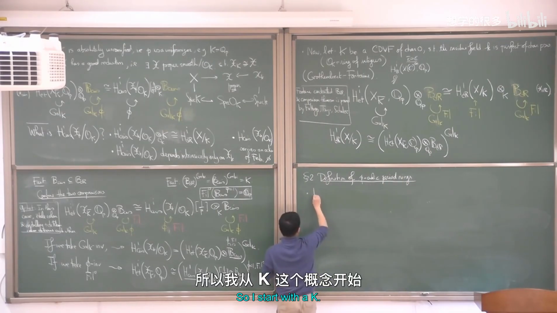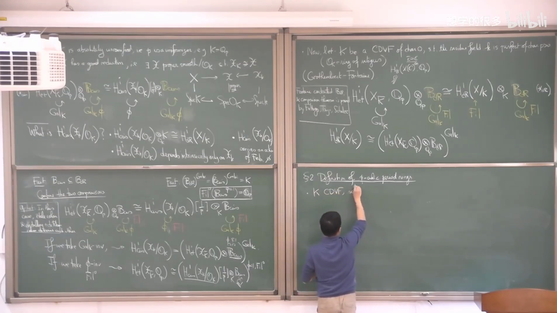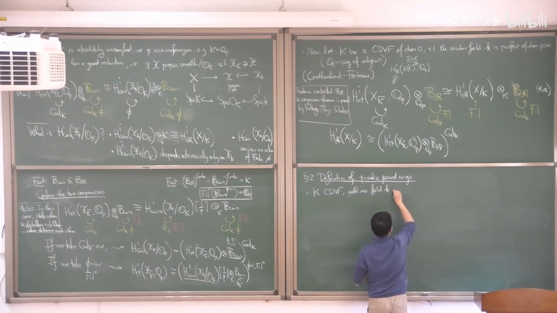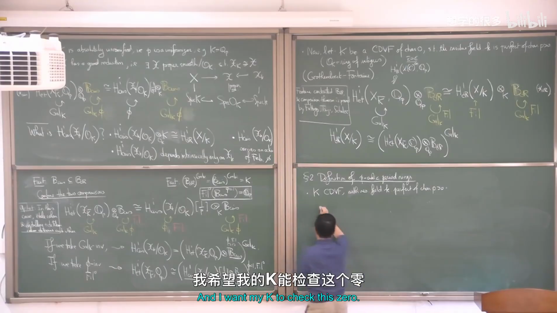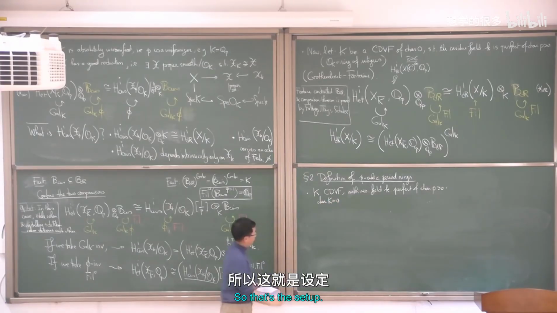So I start with a K, a complete discrete valuation field with residue field small k, perfect, of characteristic p. And I want my K to be characteristic 0. So that's the setup.